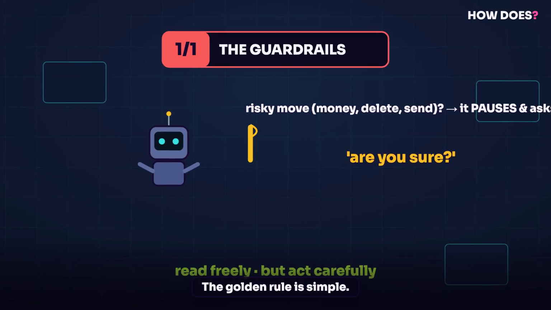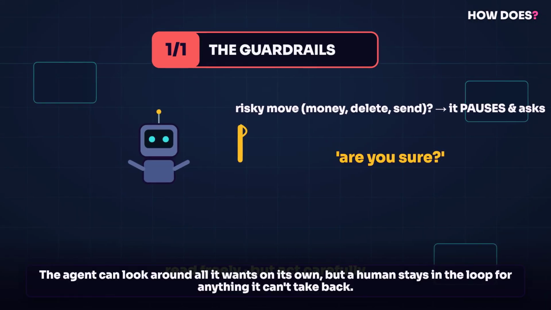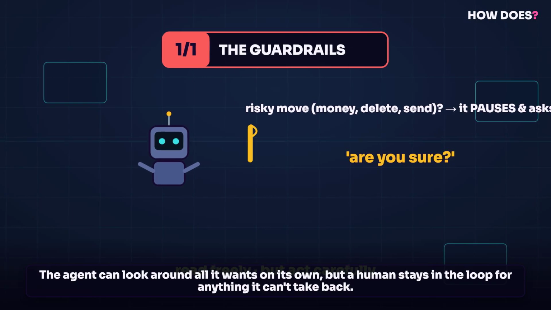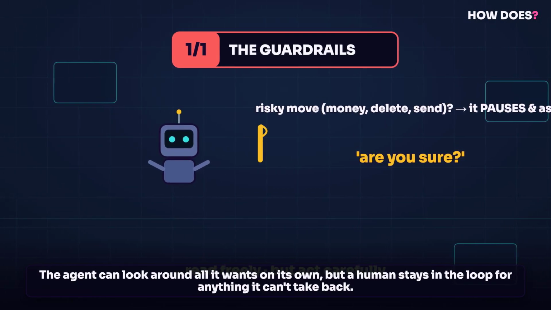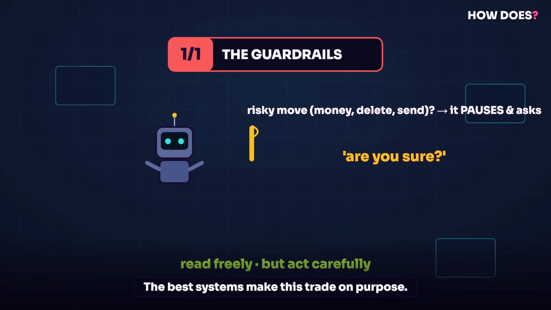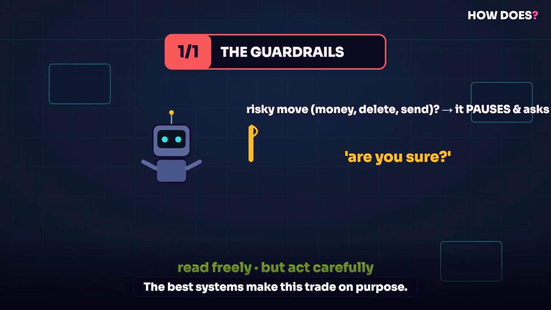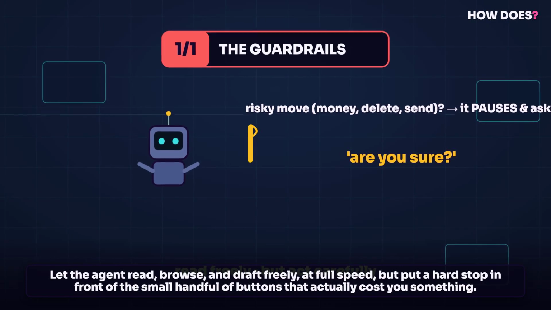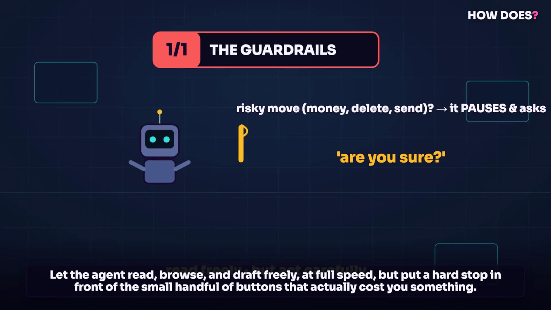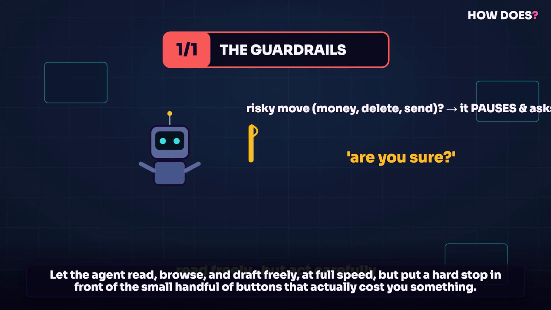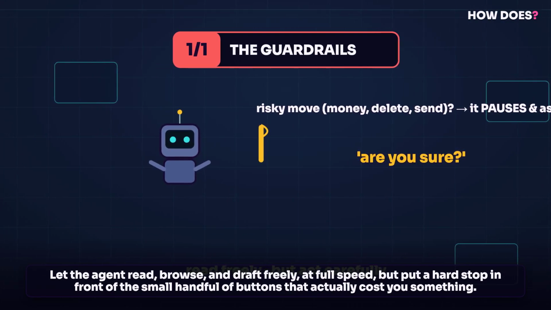The golden rule is simple. The agent can look around all it wants on its own, but a human stays in the loop for anything it can't take back. The best systems make this trade on purpose. Let the agent read, browse, and draft freely, at full speed, but put a hard stop in front of the small handful of buttons that actually cost you something.